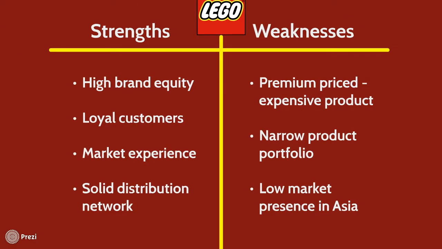Focusing specifically on our example, which is the Lego group, both the strengths and the weaknesses can be explored in an analysis of the organisation's strategic capabilities. The Lego group's current strengths are its high brand equity, its loyal customers, its market experience, and its solid distribution network. The Lego group's current weaknesses relate to the product being premium priced, therefore it is perceived as an expensive product, its narrow product portfolio, and its low market presence in Asia.